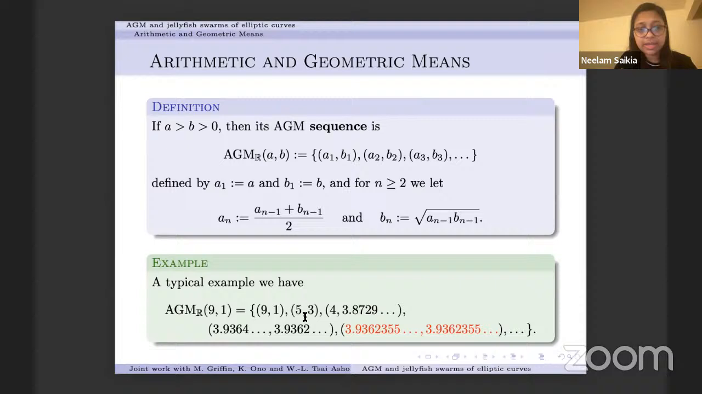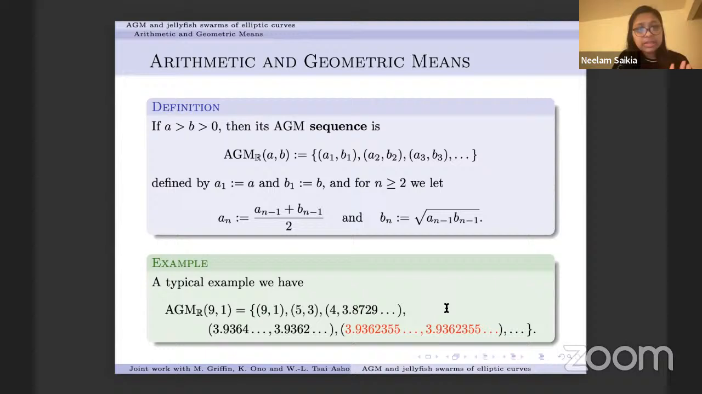As we go further, we can see that An and Bn rapidly converge to the same limit. Here we can see that A4 and B4 are equal up to 4 decimal places. Here, they are equal up to 7 decimal places. And we know that A and B share a common limit. I think this is all we can do using some basic calculus.